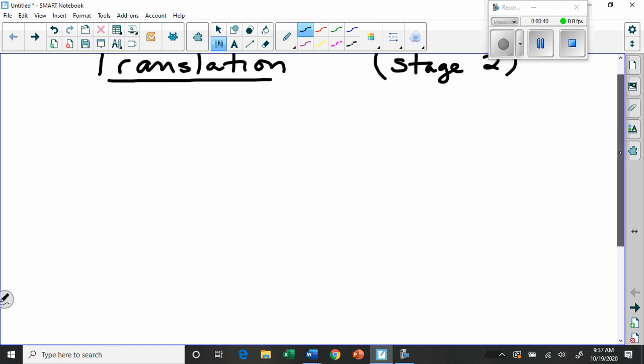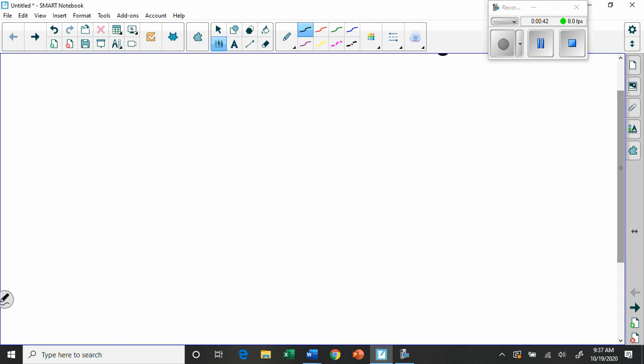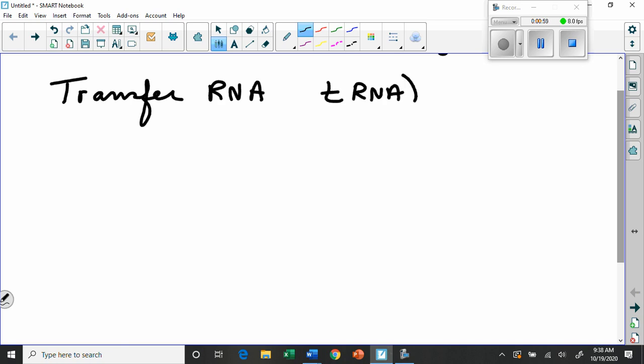All right, so now we have to look at a couple of other forms of RNA in a little more detail. The first thing I want to talk about is this transfer RNA, or tRNA for short. That's usually how we write the transfer RNA.